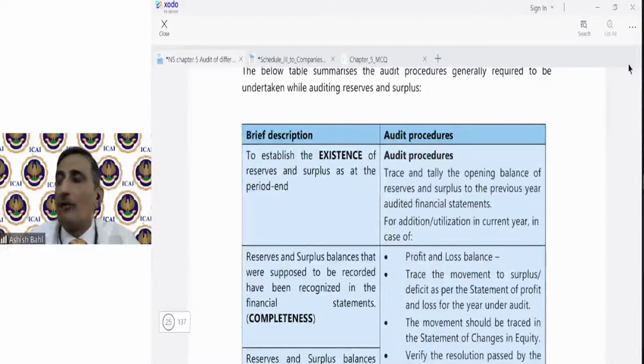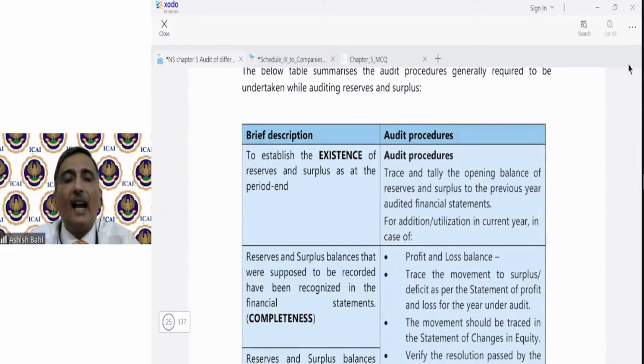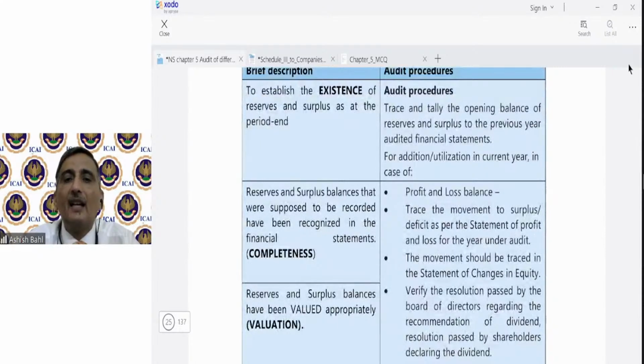Again, the auditor would be verifying the various assertions relating to reserves and performing various procedures: existence, completeness, valuation. He would be checking opening balances of reserves, what additions have been made, whether these tally with the books of accounts, and if some utilization has been made, whether it is in accordance with the requirements of law. All these things would be seen by the auditor.